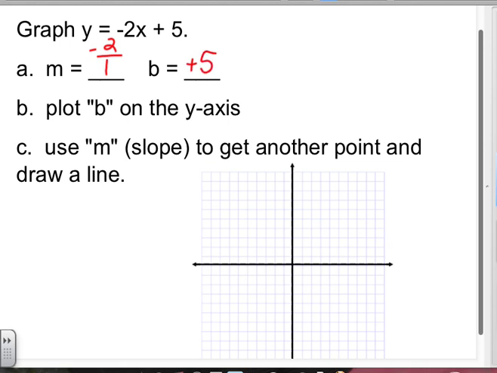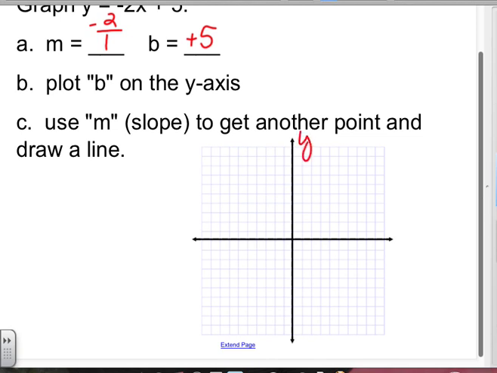So now plot b on the y-axis. Now use your slope to get another point and draw the line. So let's use our driving directions. The slope is negative 2 over 1. So you should know that means down 2, right 1. Down 2, right 1, down 2, right 1. And you can keep going so you get a couple points there to get a nice straight line. There it is, a negative sloping line.